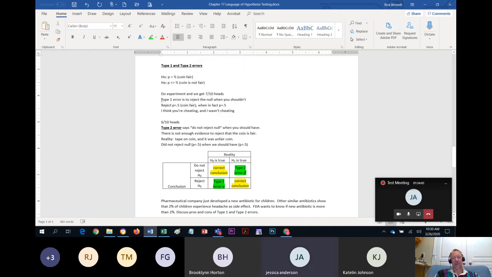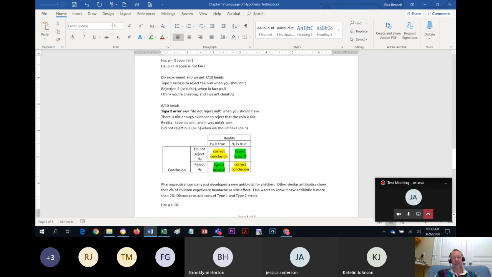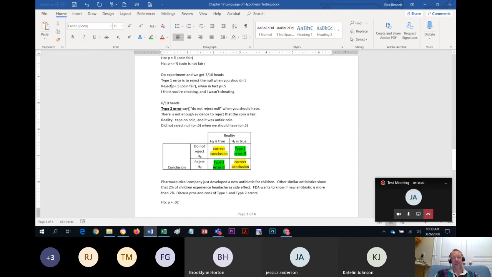So that would be your type 1 error. Okay. The type 2 error says, okay, we got 7 out of 10 heads, but Rick, I think you're a nice guy. You would never cheat. So I don't know. I think this is a fair coin. So you did not reject the null. You did not accuse me of cheating, but in fact, I was cheating. That would be the other kind of a mistake.